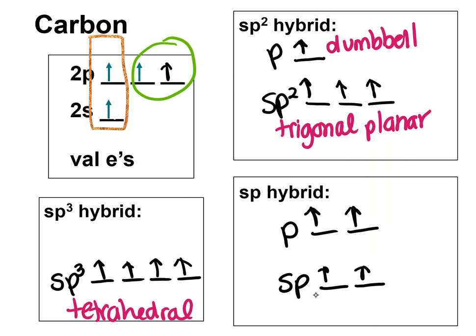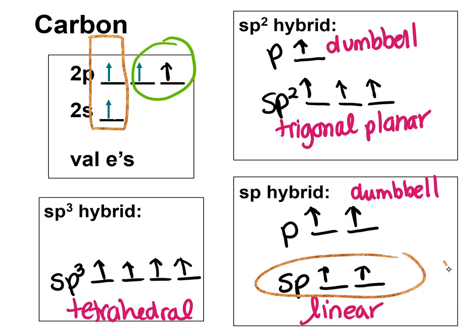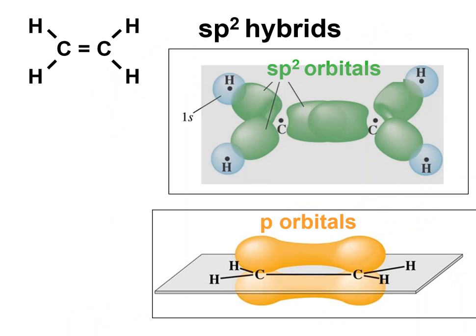The hybrids are shaped linear because it's 2 electron groups is how you can think of it. And then the p orbital is still dumbbell shaped. Okay, let's look at some pictures now. And let's go ahead and add to our notes that these make the sigma and these make the pi. It's always the hybrid that makes the sigma bonds and the p orbitals that make the pi.